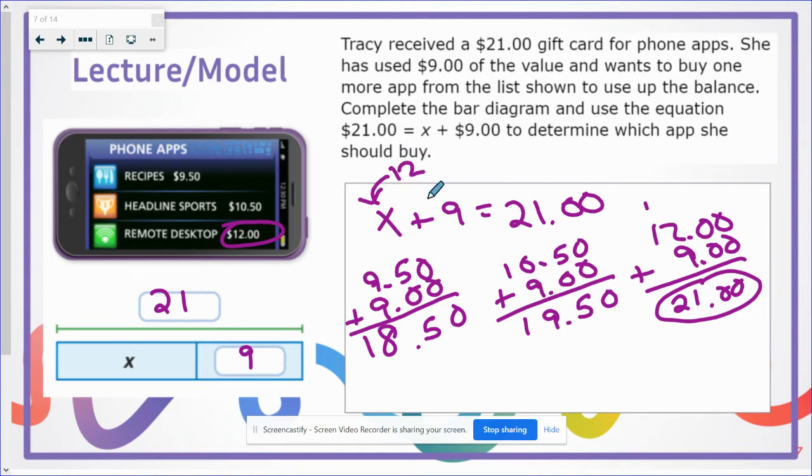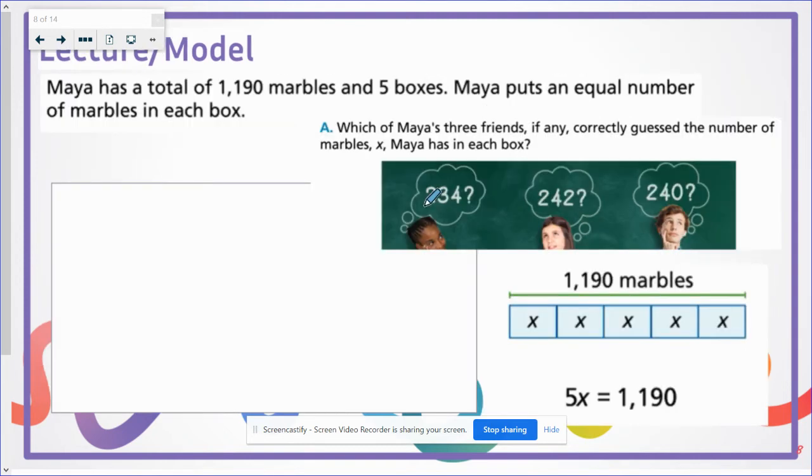All right, let's keep going. Maya has a total of 1,190 marbles and 5 boxes, and she put an equal number of marbles in each box. Which of Maya's 3 friends, if any, correctly guess the number of marbles Maya has in each box? So if we can see here, these 5 x's need to equal 1,190, because we split it into 5 groups. So 5 times the number in each group needs to equal 1,190.